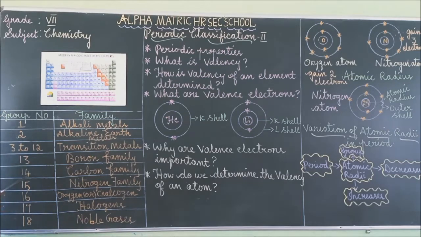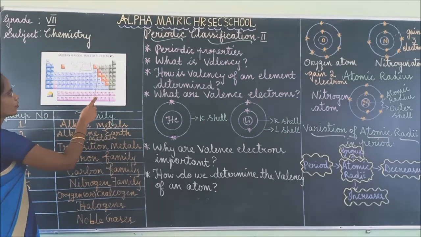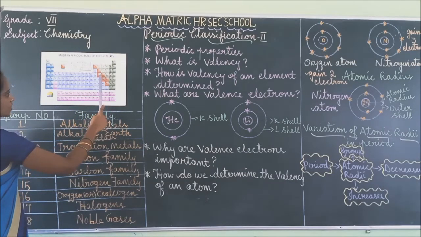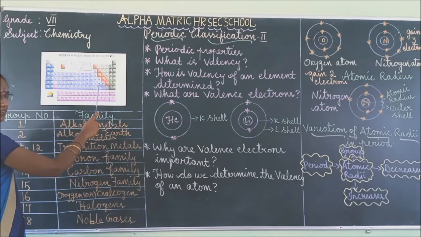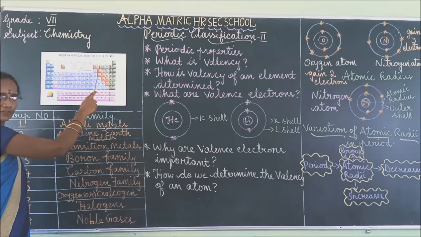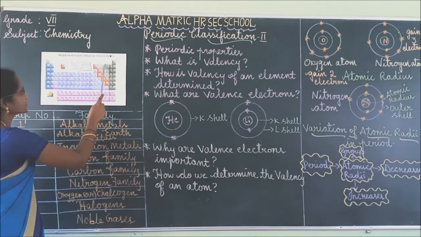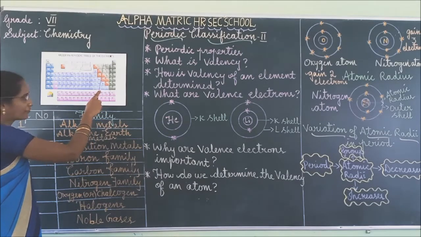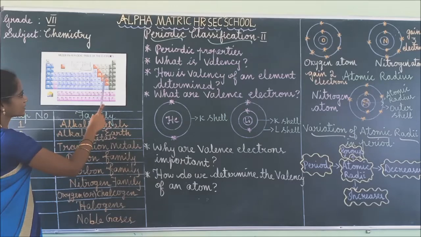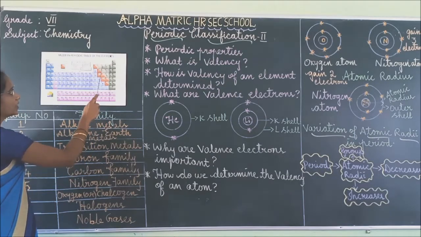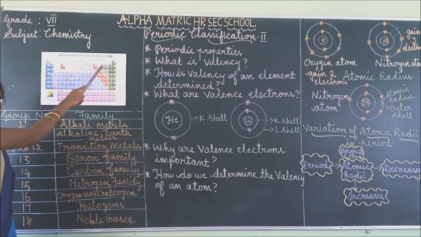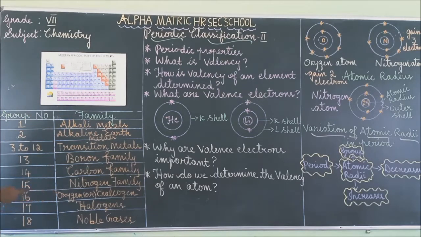Next, group 14. Group 14 is called the carbon family. This is the group 14. Here carbon, silicon, germanium, tin, lead are given. Carbon is the head, so carbon family. Next one, group 15 is nitrogen family. So this is group number 15. Nitrogen, phosphorus, arsenic, antimony, bismuth are given. Nitrogen is the head of the family because the first element is nitrogen in group number 15.